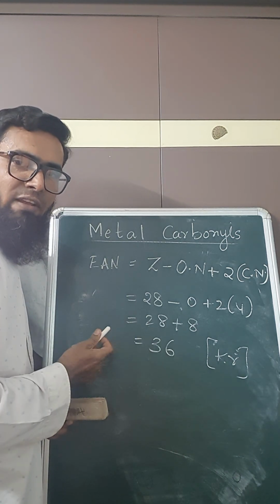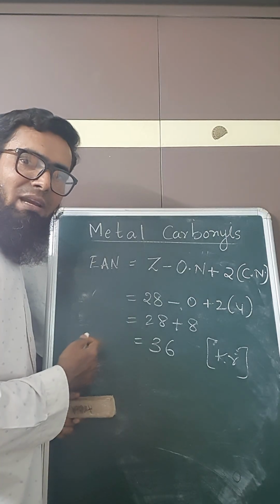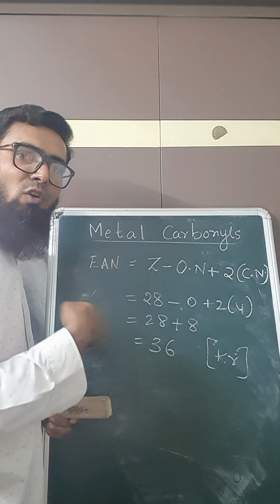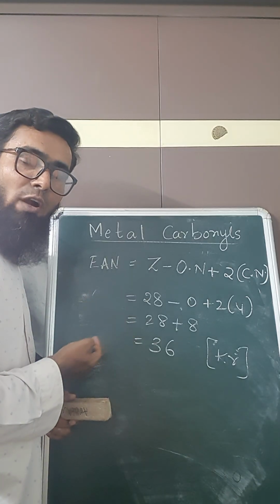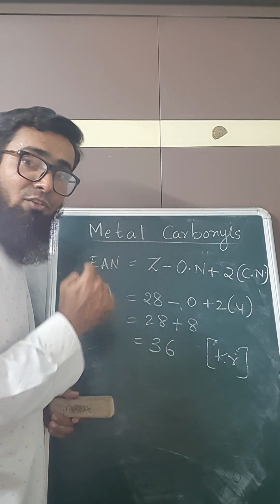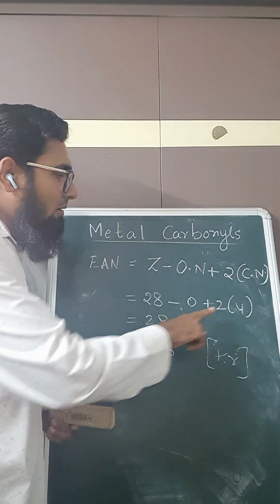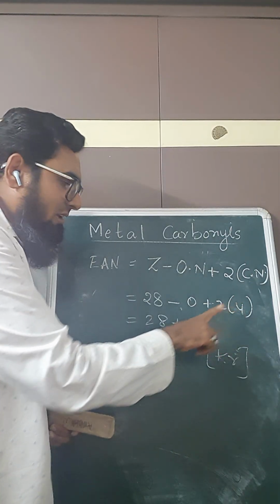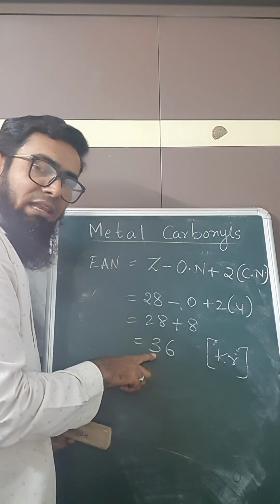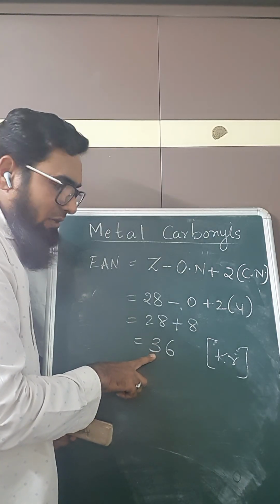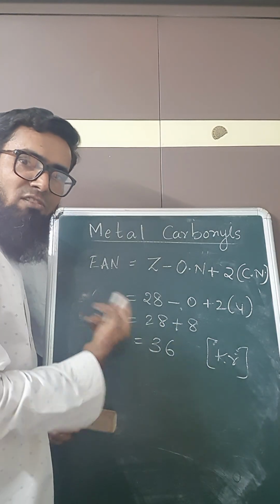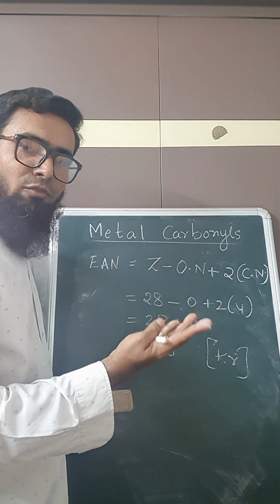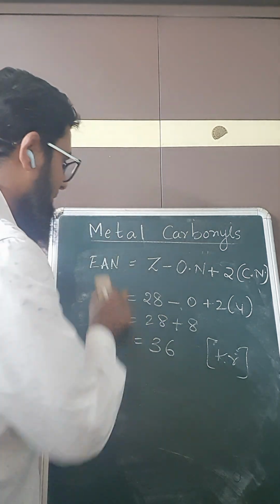So according to Sidgwick's concept, if any central metal atom of the complex attains nearest noble gas configuration after forming a coordinate covalent bond with the ligands, then it will be stable. So now by bonding with 4 COs only, the nickel atom is attaining 36 atomic number, that is krypton configuration. So it is stable. That's why nickel bonds with only 4 COs, not more than 4 CO or less than 4 CO.